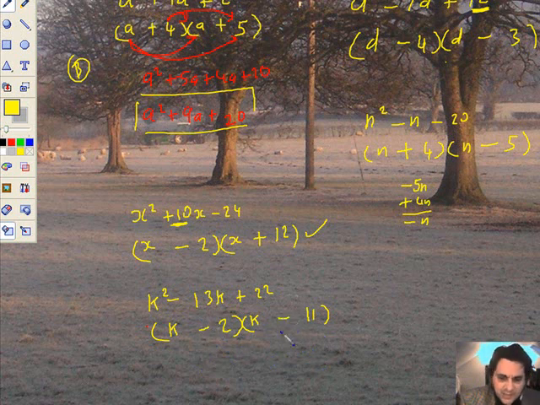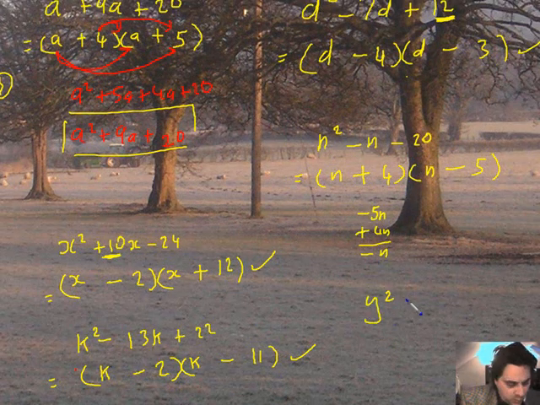But I want a double minus, because minus 2 times minus 11 will give me plus 22, minus 2k and minus 11k will give me minus 13k. So I'm very confident that's correct. All these of course are equal, because all I've done is factorised the original expression and their equivalents. That one too is equivalent. Space for one more perhaps?